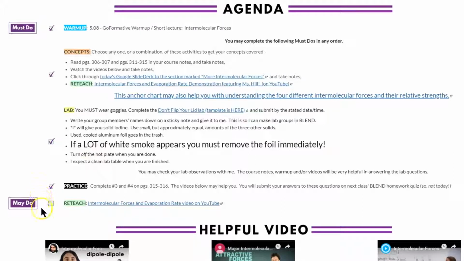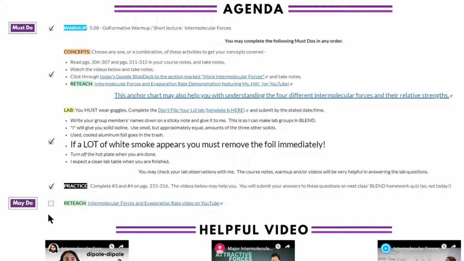Since this particular lesson was jam-packed, I only offered one may-do, but I do actually have several may-dos usually. So I have the video listed here, but you can offer such things as creating games, creating graphic organizers or foldables, perhaps creating drawings that help explain a concept or connections between concepts.